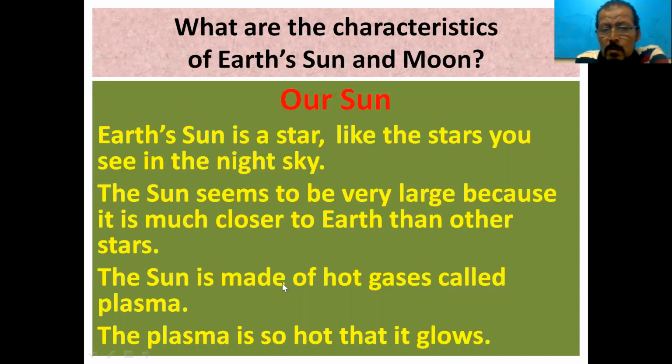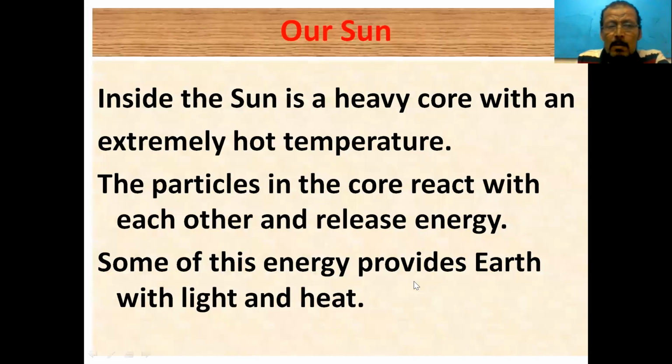The sun is made of hot gases called plasma. So what is plasma? Plasma is the hot gases found in the sun. The plasma is so hot that it glows. It is very hot gas, so it glows and gives us light and heat.